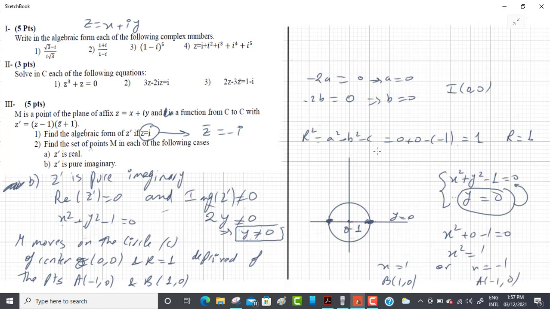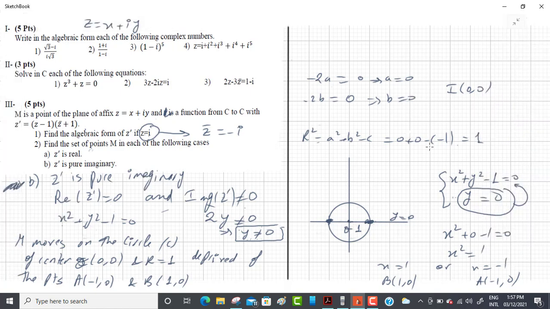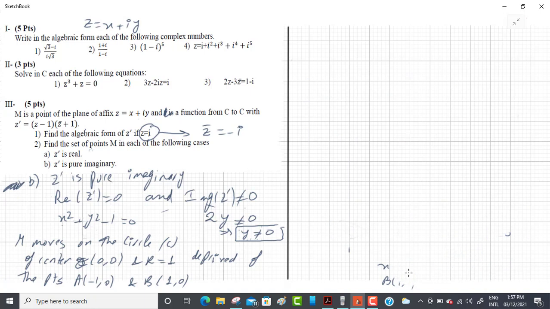But you don't have to show your work. This work is done on a draft paper. Only you have to say what is written here: M moves on a circle C of center and radius, deprived of the points. You find the points, the center, and the radius on a draft paper.